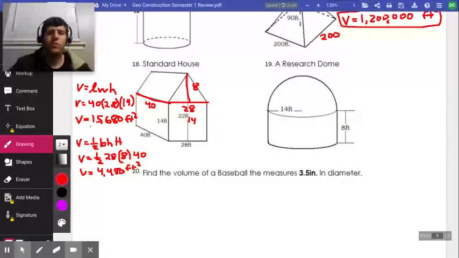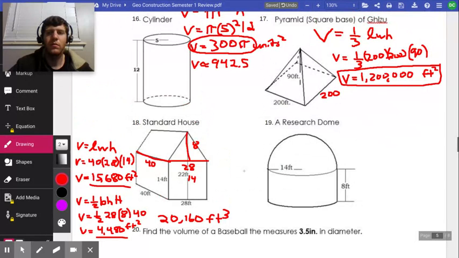Right, and then for the total, we're going to add these two together. So 4,480 plus 15,680. And that gives us total volume of 20,160 feet cubed. Okay. Volume is cubed. It's 3-dimensional. I don't know why I put squared.